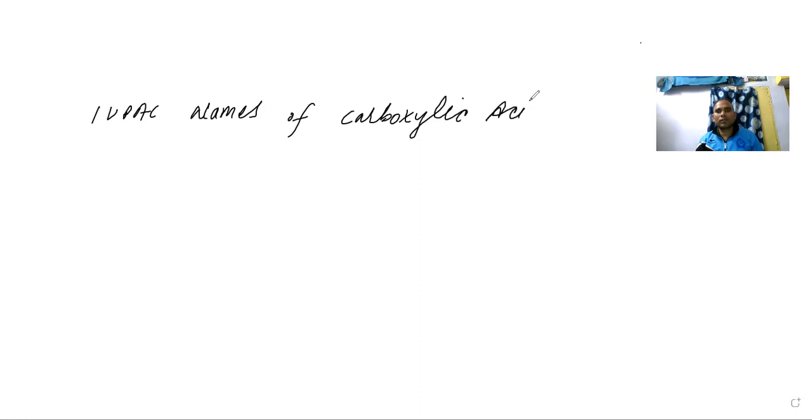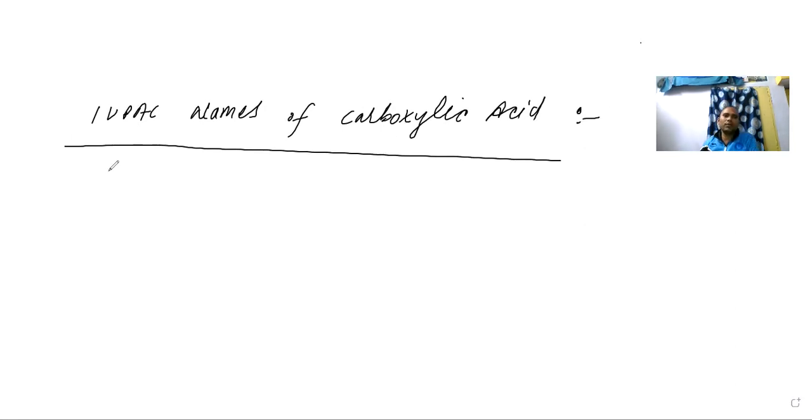So let us see the IUPAC name of carboxylic acid. Simple. This is the carboxylic acid. When you're talking about the IUPAC name of carboxylic acid, this is the route we have to follow. First one is the prefix.